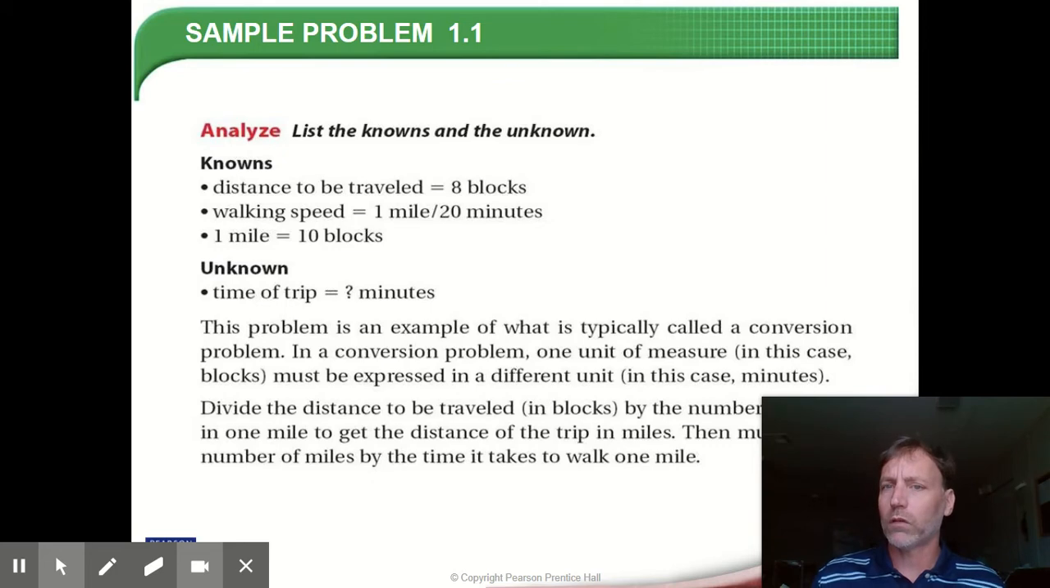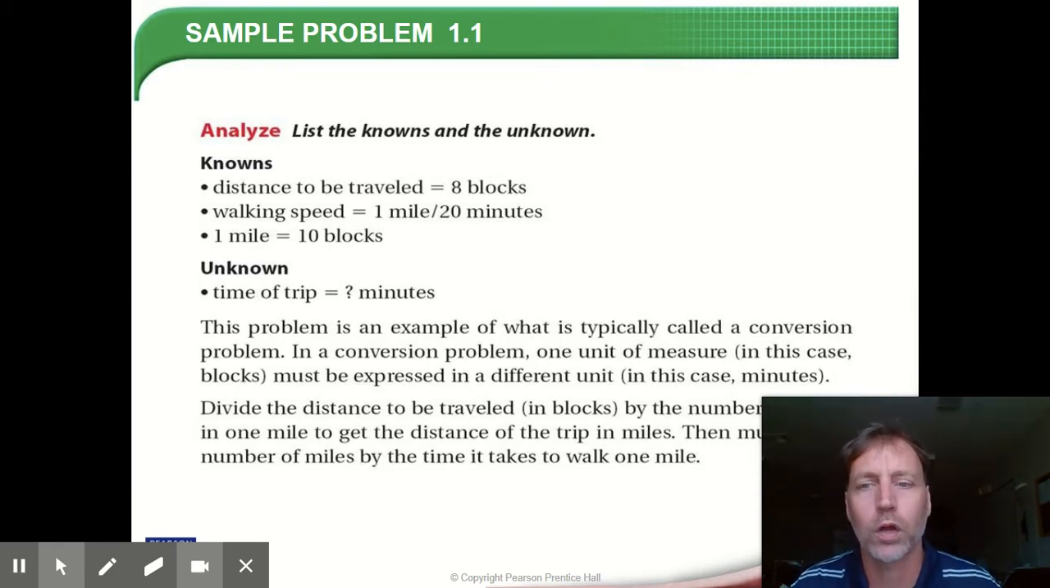Okay. What else do we know? We know that 1 mile in this city is 10 blocks. So how long is that going to take in minutes? How long is it going to take us to walk 8 blocks, walking 20 minutes per mile, and that 1 mile is 10 of those blocks? So the problem is an example of what's typically called a conversion problem. We're going to convert that.